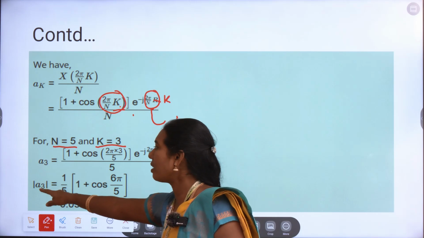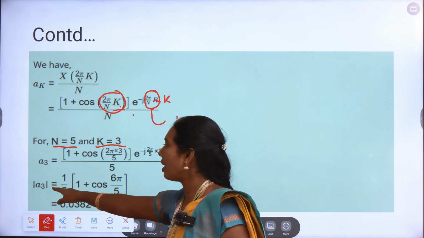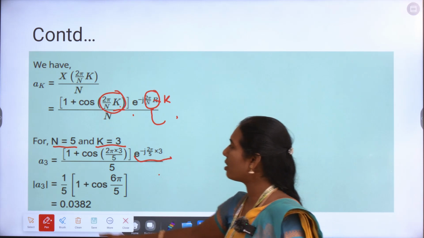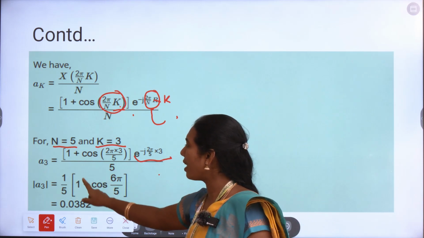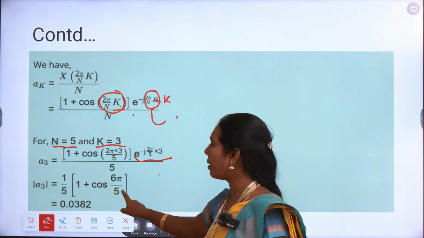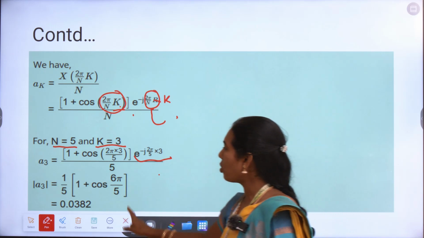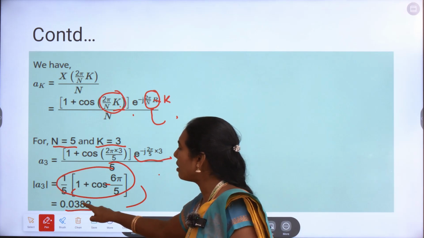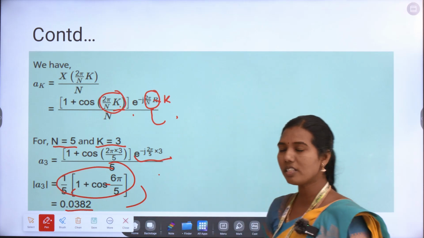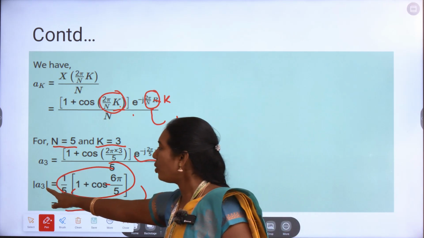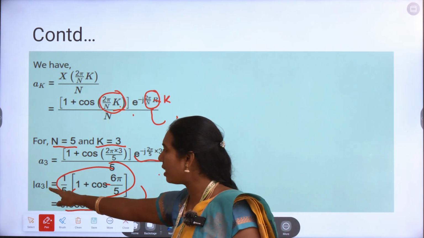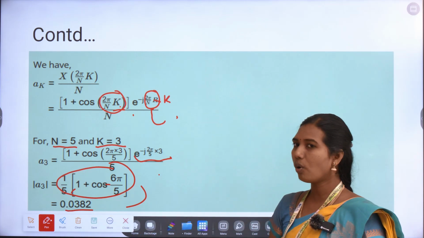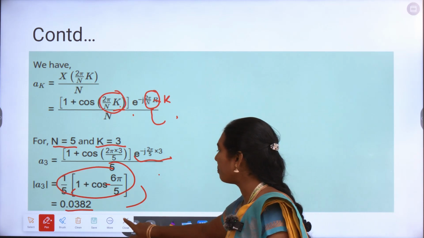When taking the modulus, this exponential term will get neglected. So it is 1 by 5 into 1 plus cos 6 pi by 5. Solving this whole thing will give the answer 0.0382. So this is the final answer: the magnitude of the Fourier series coefficient a3 is 0.0382. Now we'll move on to the next problem.